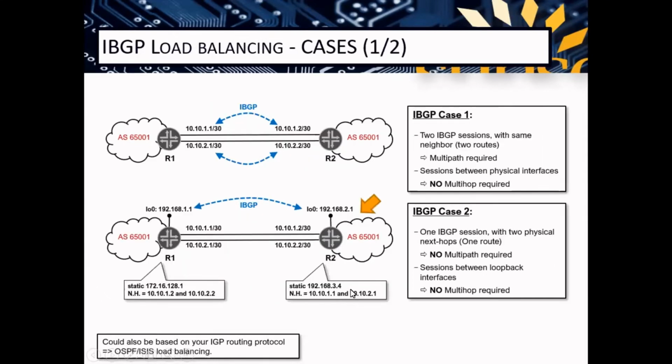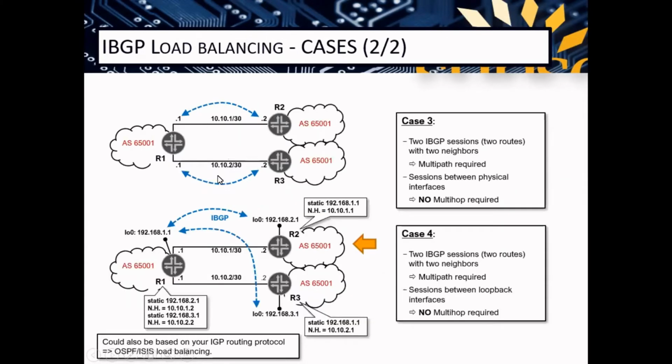So once again, every time you are receiving 2 routes with basically 2 next hops, you're going to need multipath enabled.